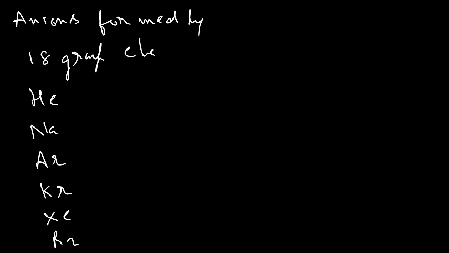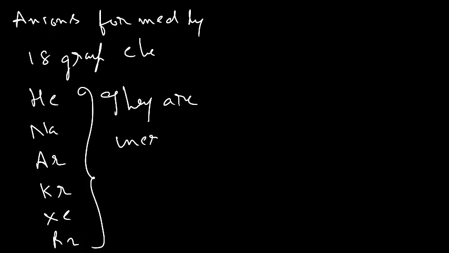And now let us see what type of elements form anions. What are the 18th group elements? 18th group elements are helium, neon, argon, krypton, xenon and radon. So they are inert gases. Inert gases means they do not react with other elements because their octet is completed.